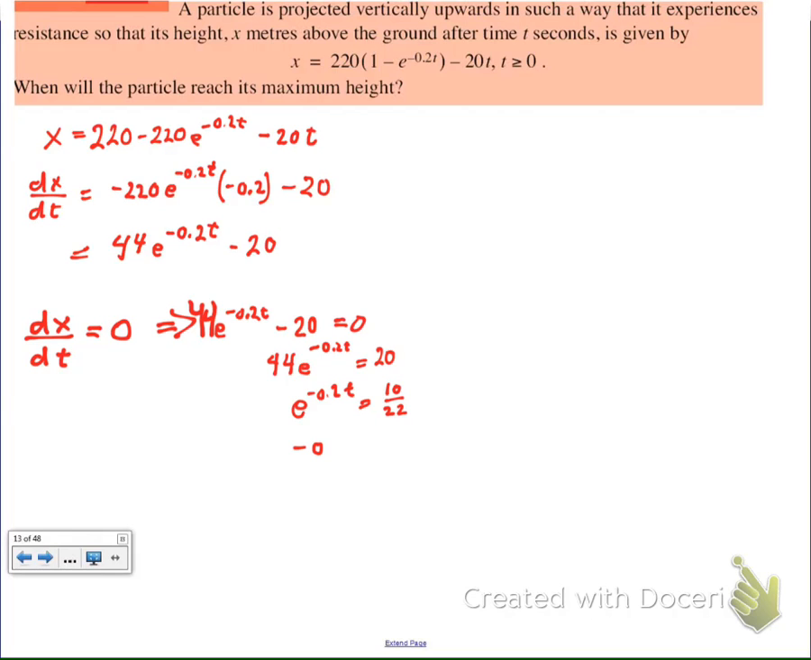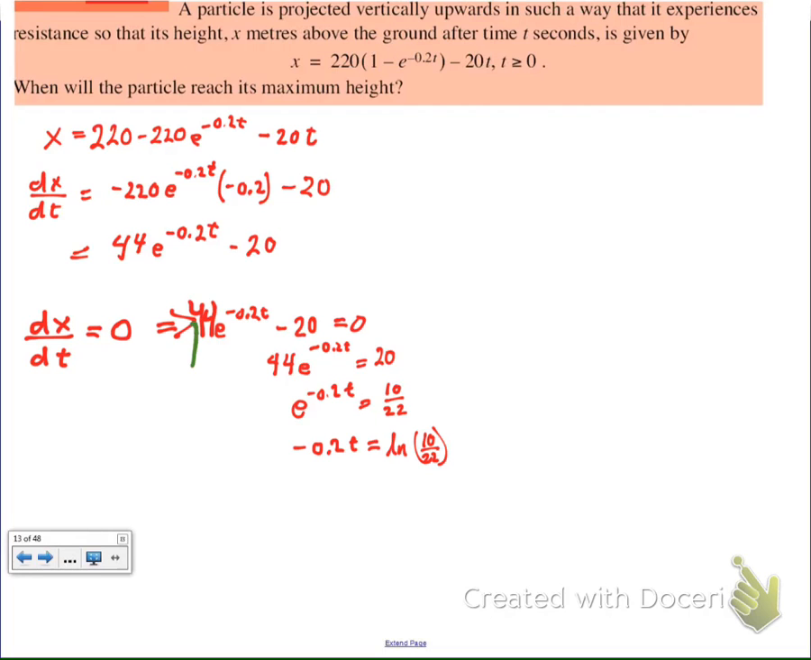So after I divide both sides by 44, now I have an exponential expression. What I'm actually doing is taking the natural log of both sides. The natural log of this equals the natural log of that. That's not very good notation, so we're going to get rid of it right now, but I want you to understand that's what I'm doing. I'm taking the natural log of both sides, and that should inform this outcome: negative 0.2t, which is the natural log of e to the negative 0.2t, is equal to the natural log of 10 over 22.